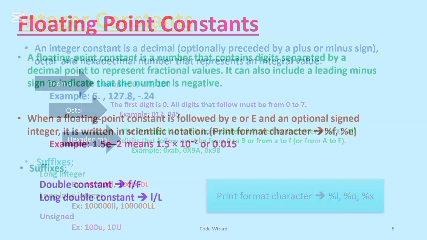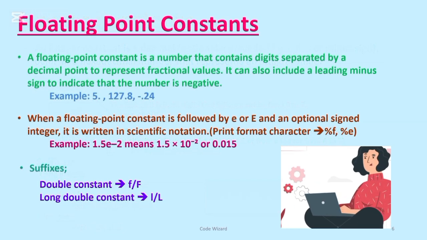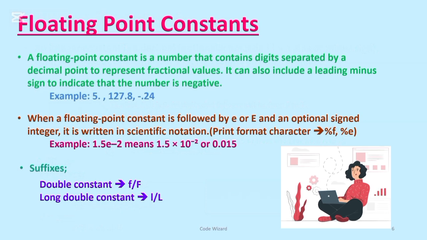Okay, next we have floating point constants. These represent numbers with decimal points. If integers are about whole values, floats give us the details and precision. We can even use scientific notation with e, small e, or capital E.